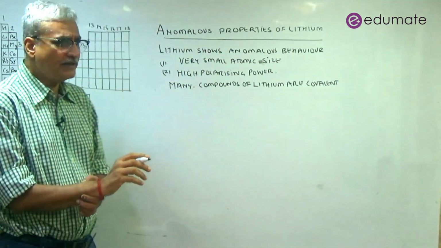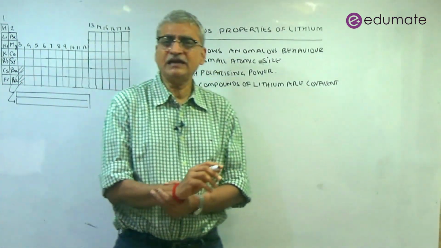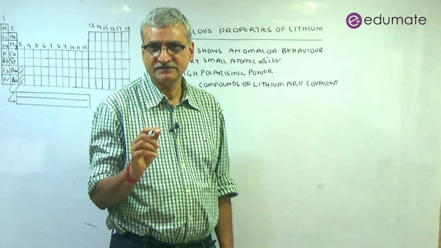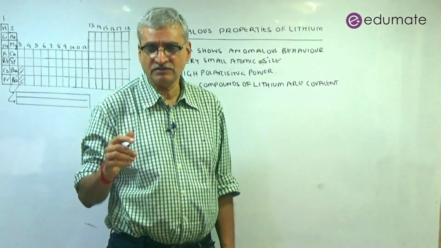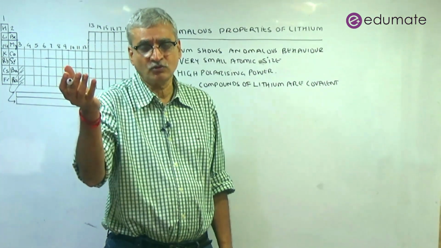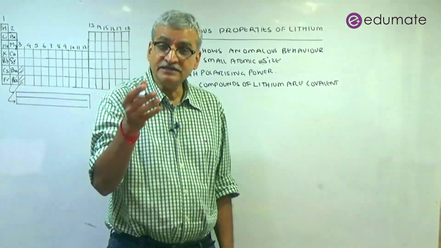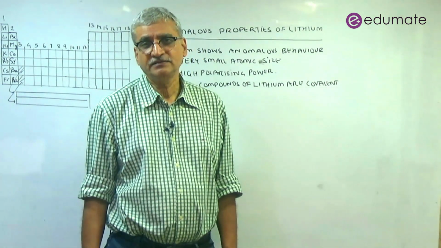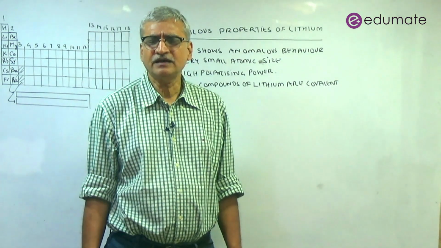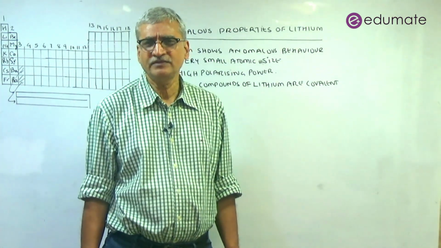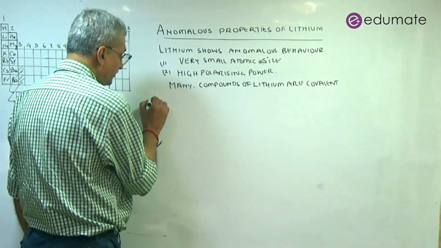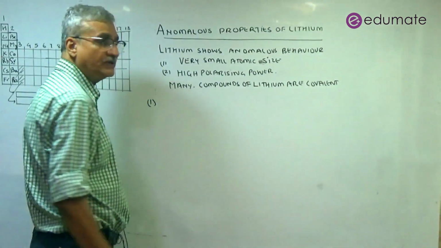Now we know the old adage that like dissolves like. Water is a polar solvent, so all ionic compounds easily dissolve in it. If lithium compounds are, some of them, more covalent in nature, then they are easily soluble in covalent solvents like benzene, carbon tetrachloride, chloroform, and so on. This is clear. Now, what are the distinctive, anomalous behaviors?